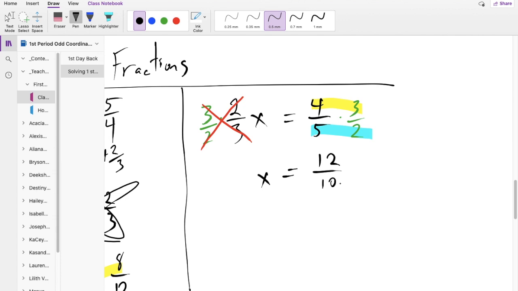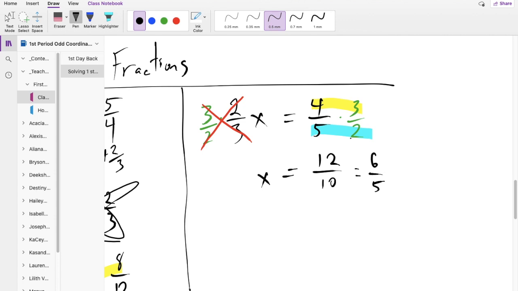On this problem, I can actually simplify this further. Both of these numbers are even. That 12 and that 10 are both even numbers, so I could take a 2 away from both of them. 12 divided by 2 gives me 6, and 10 divided by 2 gives me 5, so that's the simplified form.